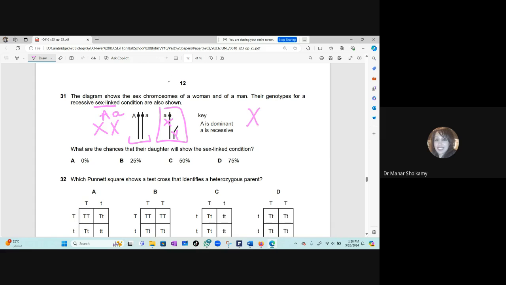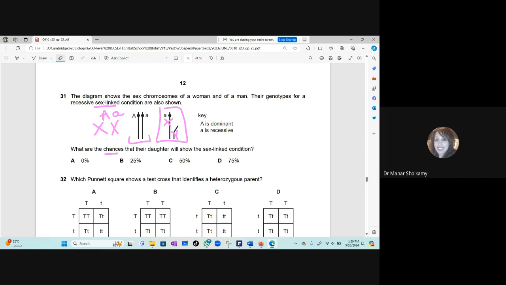So you have a carrier female crossed with a male with one recessive allele. What are the chances that their daughter will show the sex-linked condition? I cannot answer this question except if I do a Punnett square. So I am going to do a Punnett square. I'm going to erase this part, okay?